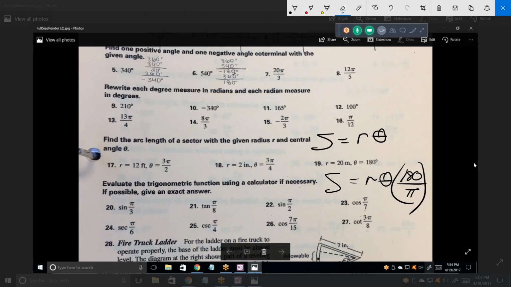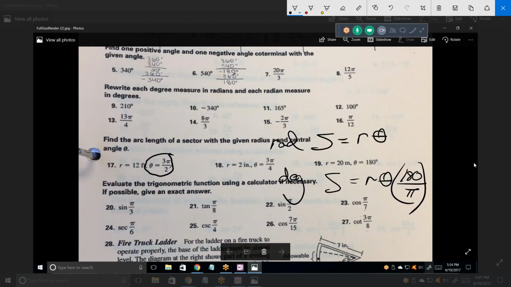So all we got to do is plug into these two formulas, whichever one is appropriate. Well, on 17, which one is appropriate? First or the second formula? Just the top one. In other words, this is for radians, this is for degrees. Well, this first one, the angle was in radians. So we want to use the first formula.